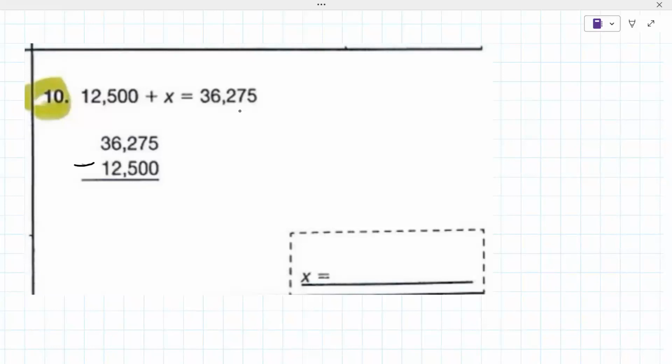I'm done. Okay, what is your answer? 23,775. Is that what you have? Yeah. I'm just making sure. I wrote it down. And it's correct. Any questions on how to add or subtract those? No. Okay. All right. Number 12 looks like the next one.